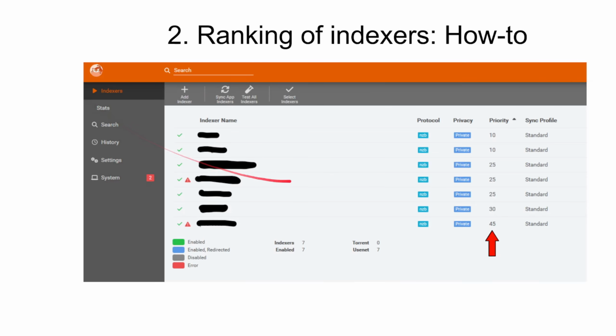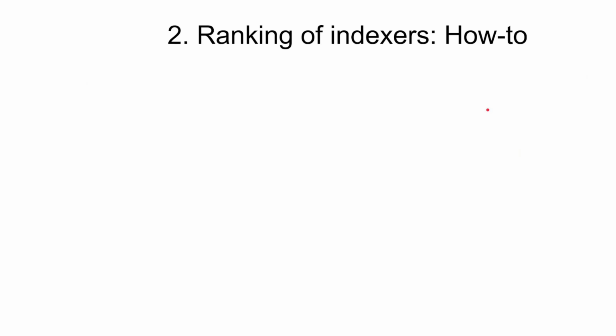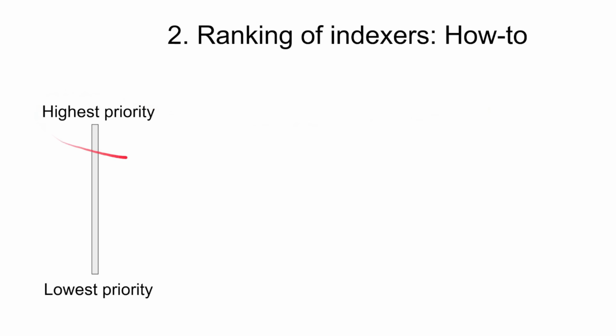The tip number 2 is how to rank your indexer priority. So this is my Prowlarr, those are my indexers, and I will teach you how I made my setup. I've seen a lot of debate online, and what I will show you is the best way to do it. So on your left, you'd have at the top your highest priority indexer and your lowest priority indexer at the bottom. The first ones you want on top are your paid subscriptions, which are your yearly or monthly paid subscriptions.